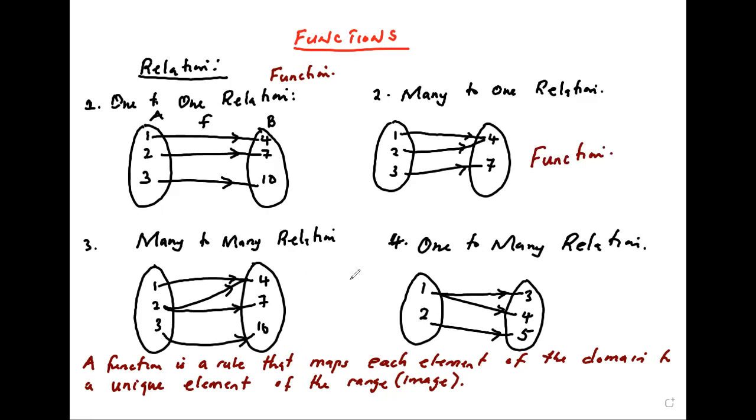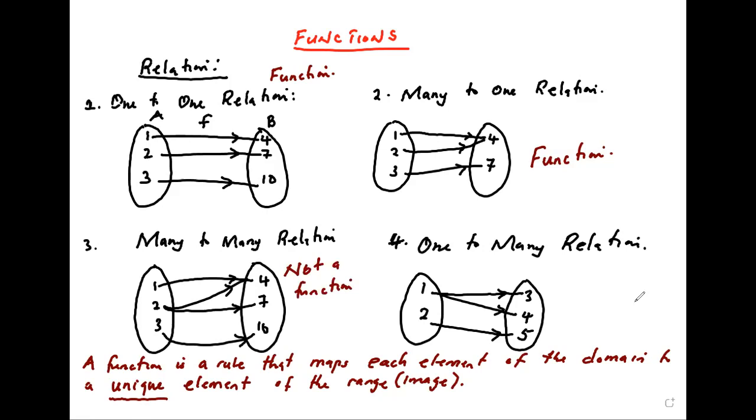If you go to 3, main to main, 1 goes to 4. That is okay. 2 goes to 4. That is okay. But now the challenge is the same 2 goes to 7. We have 2 as an element of the domain, 2 not unique. Unique means it must only go to 1. But what we're having here is 2 going to 2 elements. So not a function.